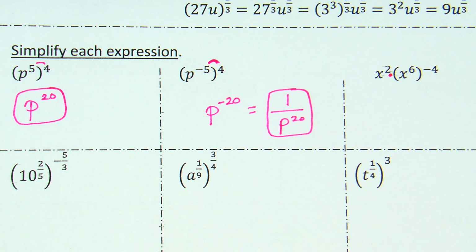Okay. So we worked on the first two, so get caught up quickly, please. P to the 5th raised to the 4th was P to the 20th. We're multiplying powers here. We're getting ready to start example 3.